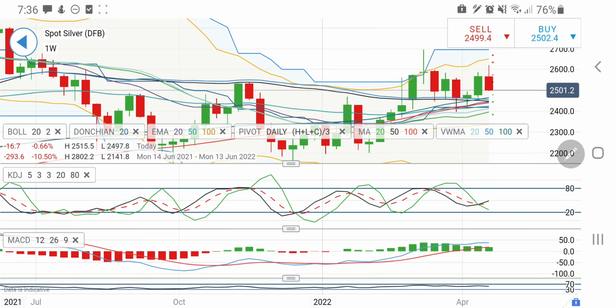So take a short entry at 2490, take a long entry at 2520. In between these 30 points, don't trade. This is all for silver. Now let's have a look at crude oil.